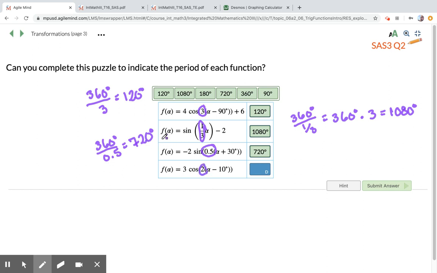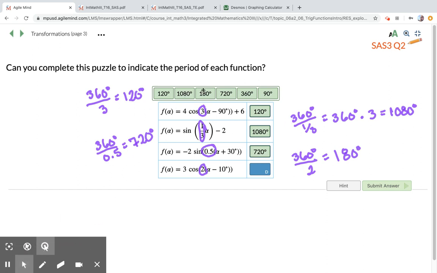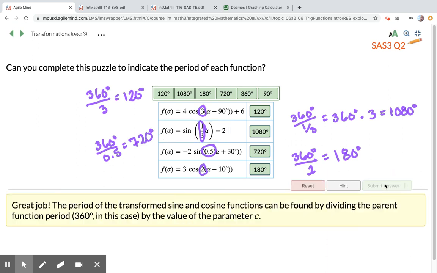And last but not least, I need to find my C value. There it is, hanging out in front of my alpha. And that means my parent function is cosine, which is usually 360 degrees. Divide that by my C value, which is 2, which means I have a period of 180 degrees. Shall we double check it? Shall we check it? Yeah, we're amazing and magical.